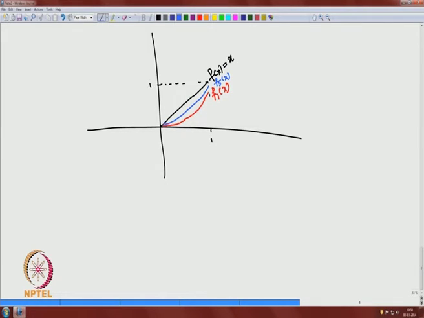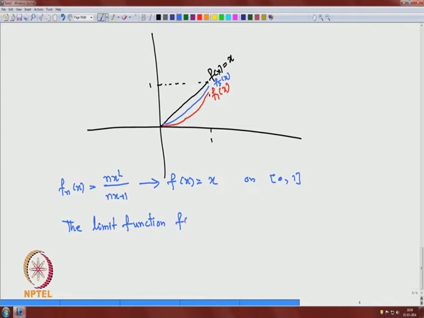So, what's the conclusion? The conclusion is the sequence f n x, which is n x square by n x plus 1, converges to a function f x, which is equal to x on the interval 0, 1. And one thing we can observe, that this time the limit function is also continuous. The limit function f x, which is equal to x on 0, 1 is continuous.